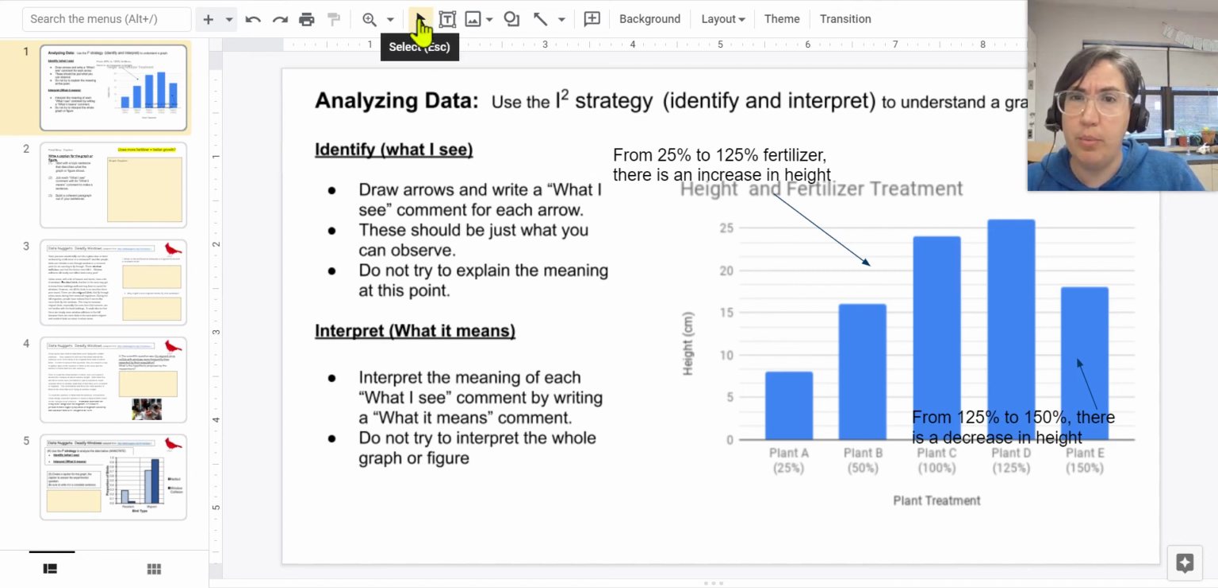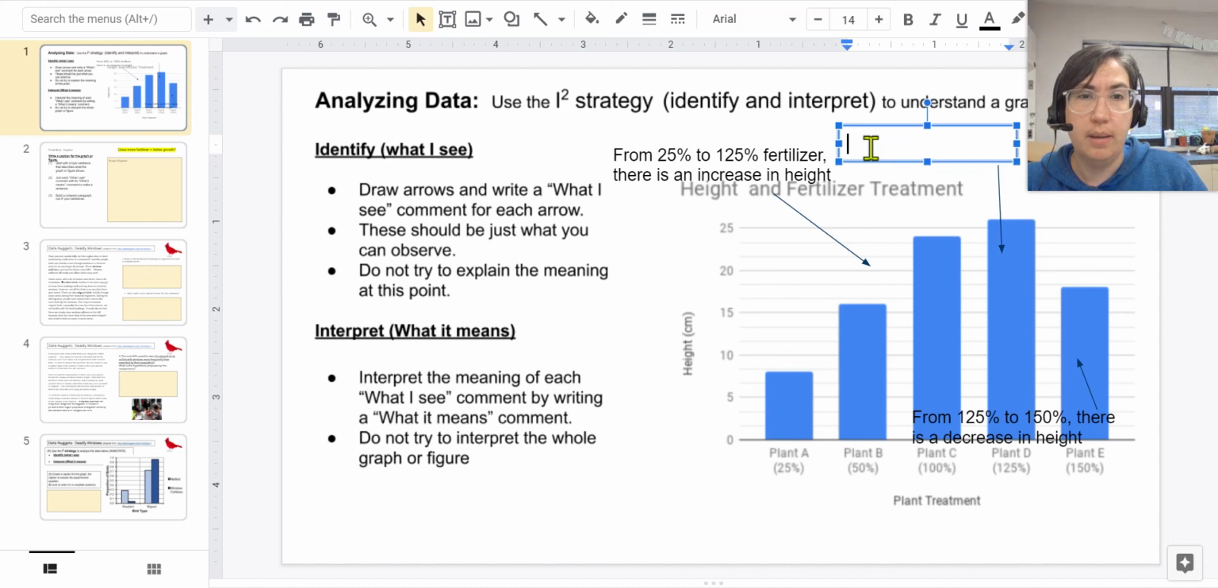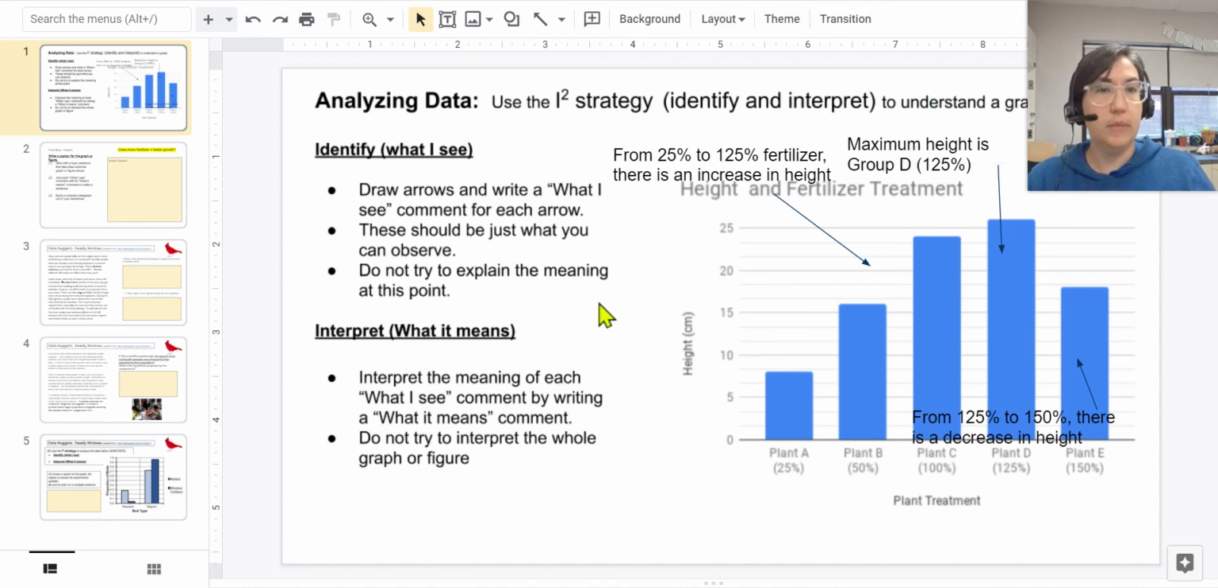One last thing we might want to point out, maybe that the maximum height is group D at 125%. All right. So those are my identifies, okay?